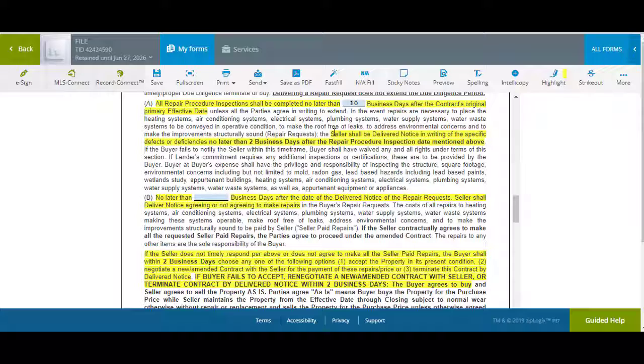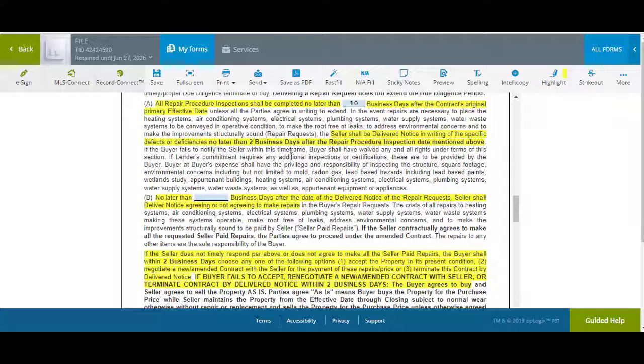So in the next highlighted section, I'm going to break this in two for you. The first part says, seller shall be delivered notice in writing of the specific defects or deficiencies. Now, in writing should be on a specific repair addendum that clearly states what the buyer is requesting to have either repaired or replaced. And then along with that, what should be delivered to the seller is a copy of the actual inspection so that they can clearly see what the inspector is deeming a defect or a deficiency.